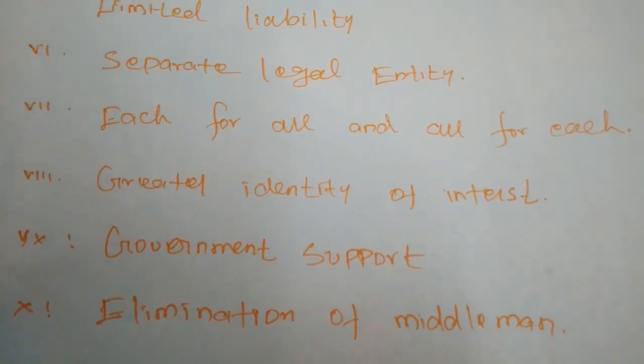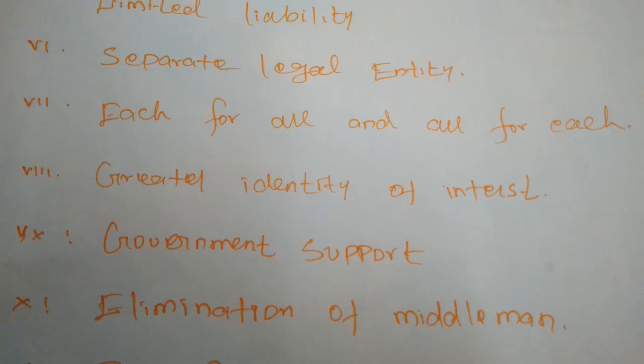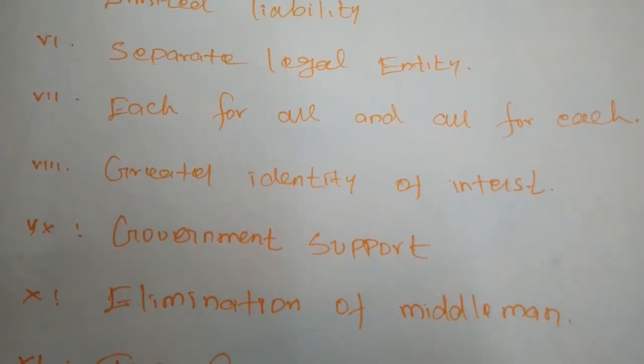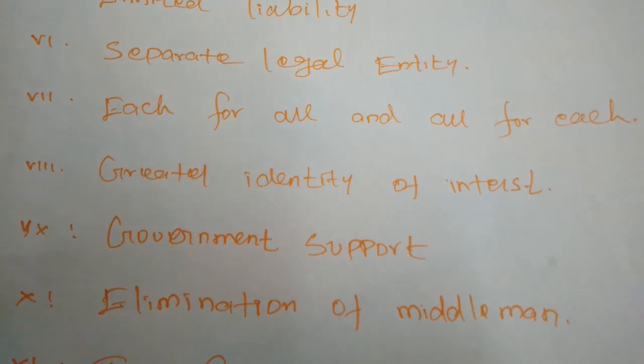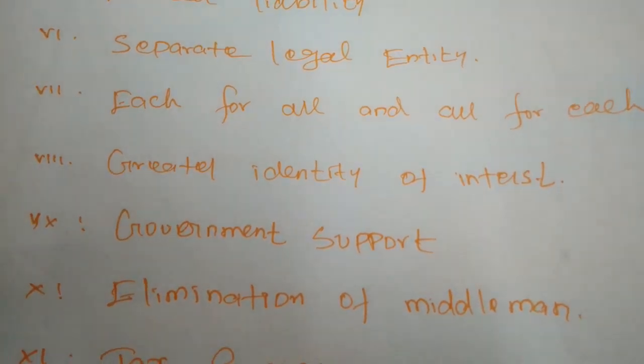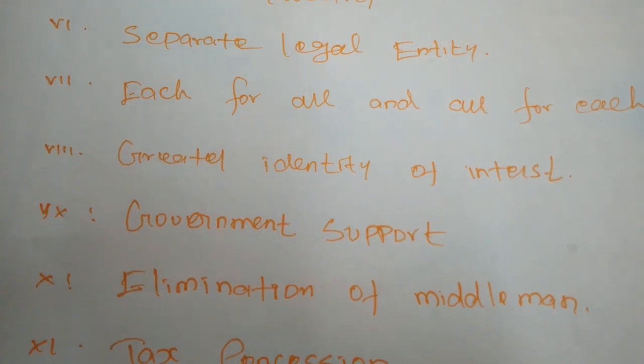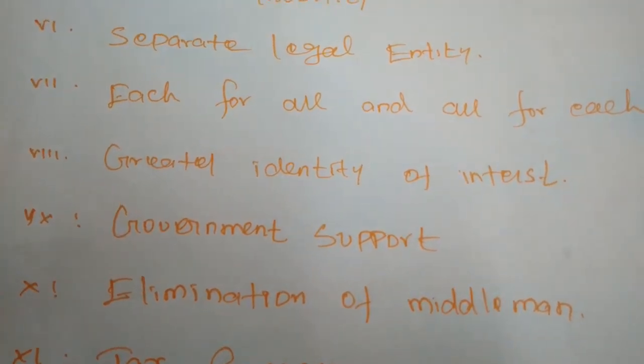Next, greater identity of interest. The cooperative organization operates in a limited geographical area and there is greater identity of interest among members. The members interact with each other. They can cooperate and manage the activities of the society in a more effective manner.